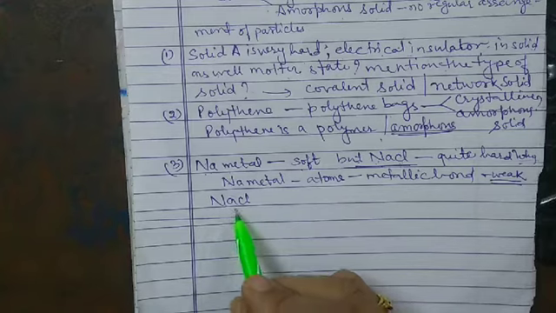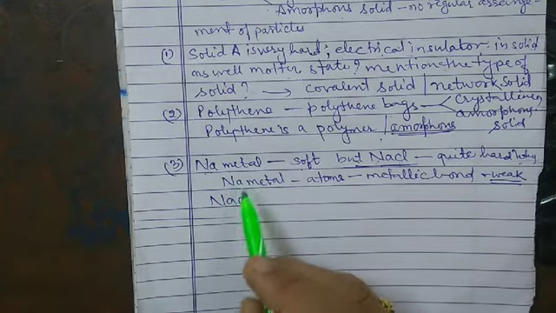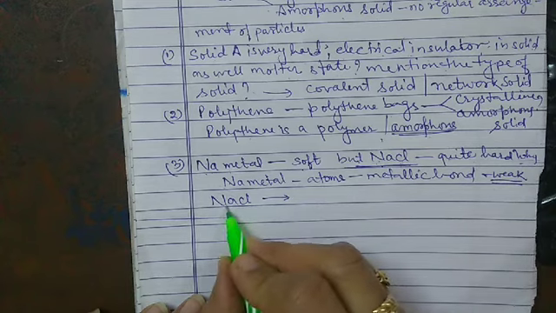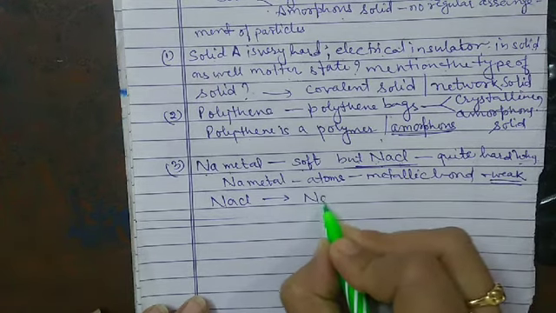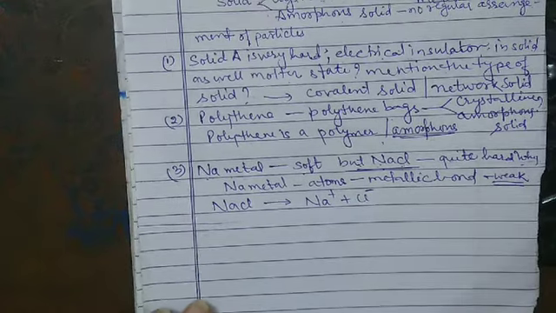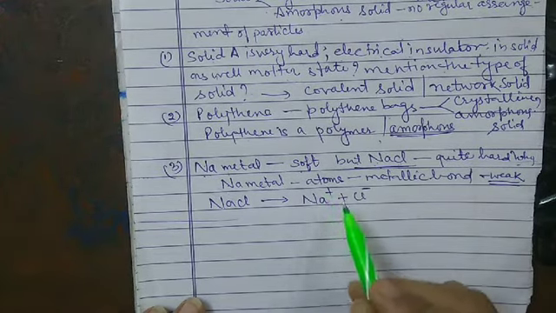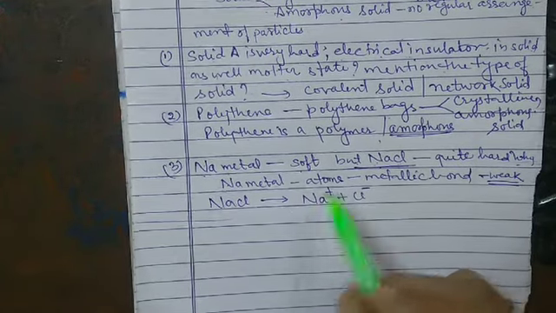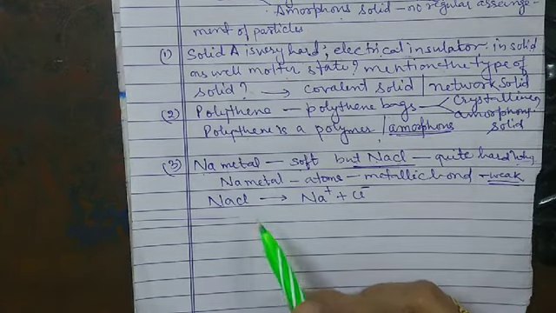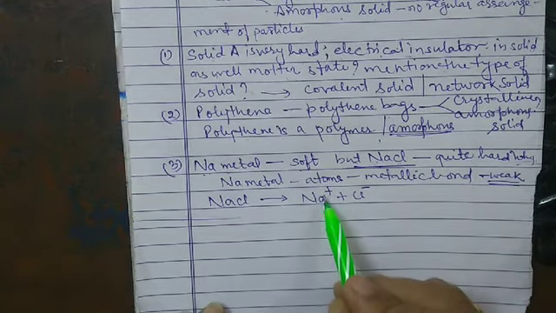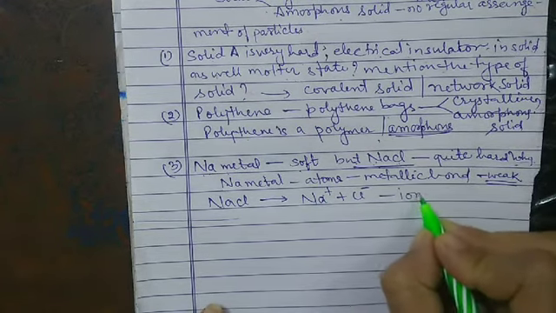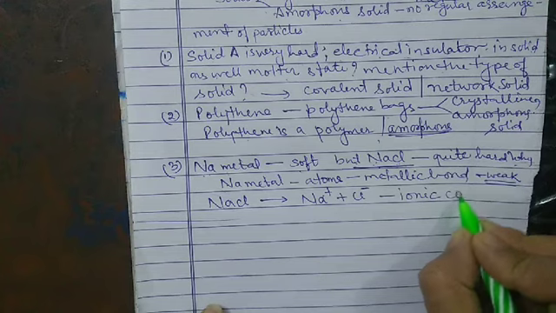Now the next part is NaCl, that is sodium chloride. It is hard in comparison to sodium metal. Now look at the case of sodium chloride. It is formed when Na plus and Cl negative combine. When the Na cation and the Cl anion combine together, then we get NaCl. Now we know that this one is positive and this one is negative. It means it is an ionic compound.